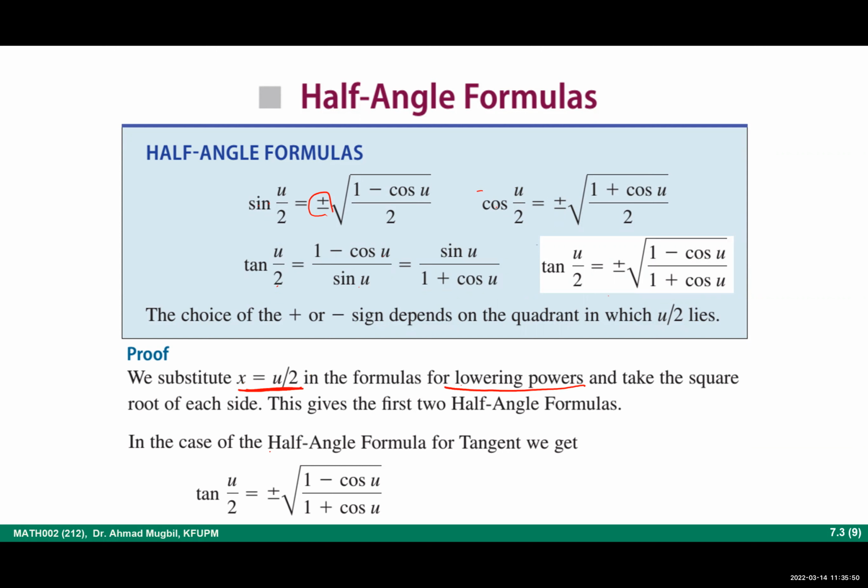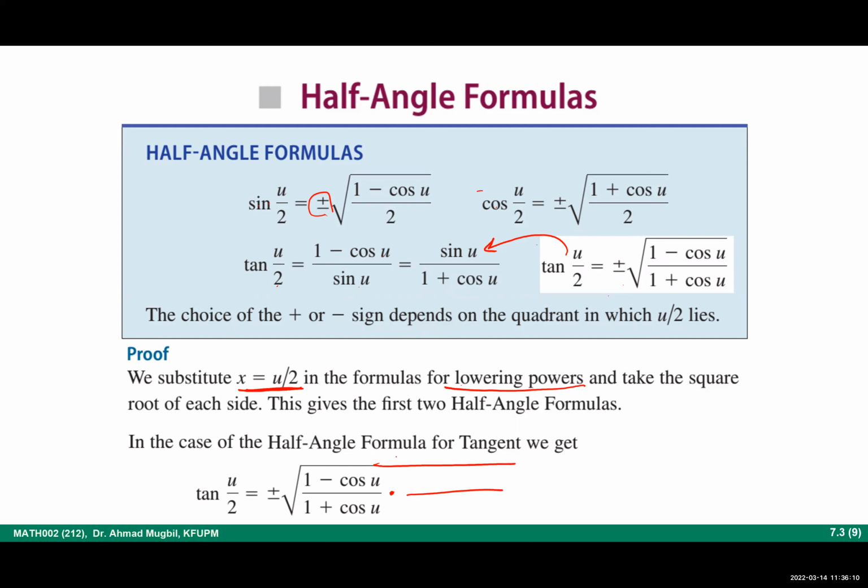Now, for tangent, how to show that? You will divide sine by cosine, you will get this. Then how to go from here to here? The idea is so easy. We will multiply here by what? Inside the root, we will multiply by the conjugate of the numerator or the denominator. It is up to you.